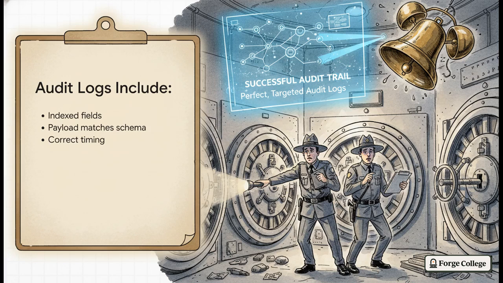If an alarm goes off in a bank vault, but it doesn't tell the security guards which door was breached, it's pretty useless, right? We need to verify that our events are emitting the exact indexed fields, that the payloads match our promises, and crucially, that they are emitted at the exact right program point, which is almost always after all internal state updates are totally secure.